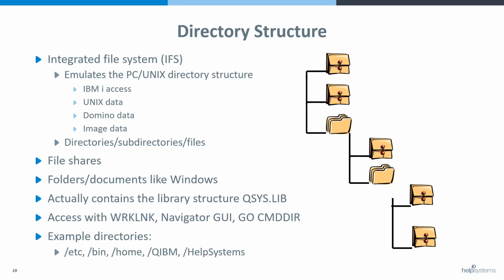The integrated file system allows IBM I, for instance, to support file share technology. We talk about, when that originally came out, how great it was, and now we talk about how important it is to make sure you secure your file shares. You can access the integrated file system using the work with object links command. You can use the Navigator GUI. Ash is going to talk about that, so you can get at it through the command line or the graphical interface.